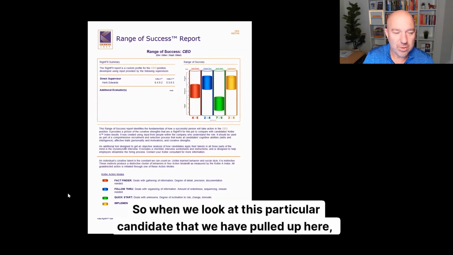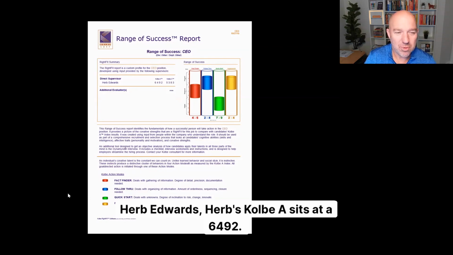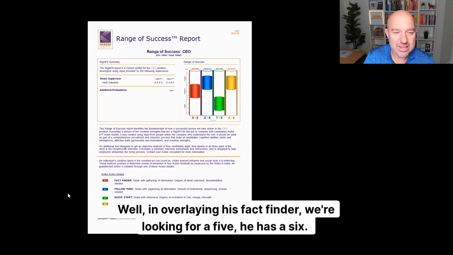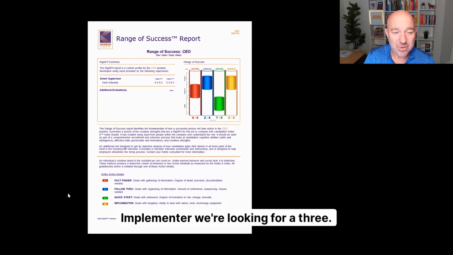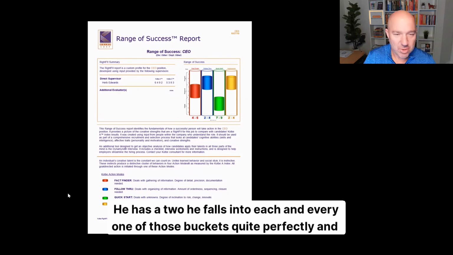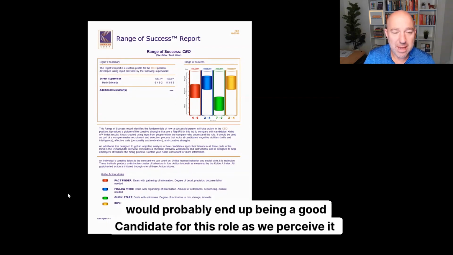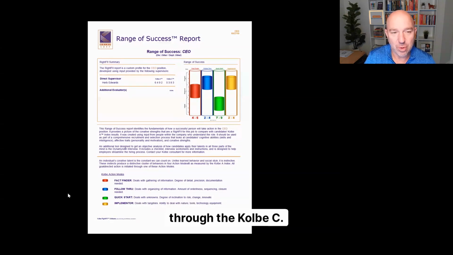When we look at this particular candidate that we have pulled up here, Herb Edwards, Herb's Kolbe A sits at a 6492. Overlaying his Fact Finder, we're looking for a 5. He has a 6. Follow Through, we're looking for a 3. He has a 4. Quick Start, we're looking for an 8. He has a 9. Implementer, we're looking for a 3. He has a 2. So he falls into each and every one of those buckets quite perfectly and would probably end up being a good candidate for this role as we perceive it through the Kolbe C.